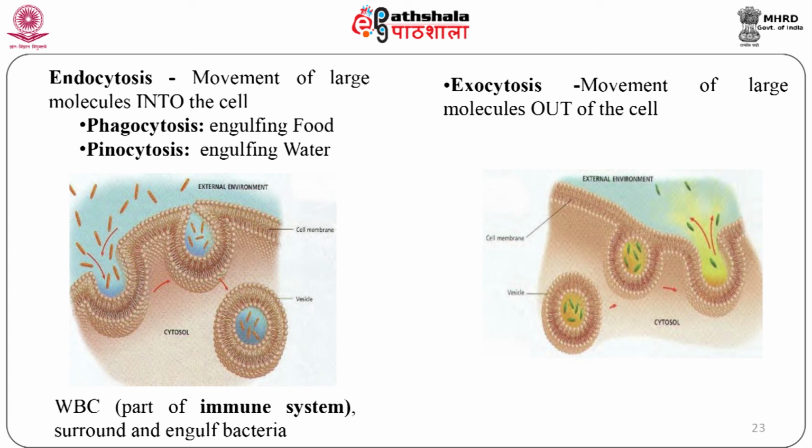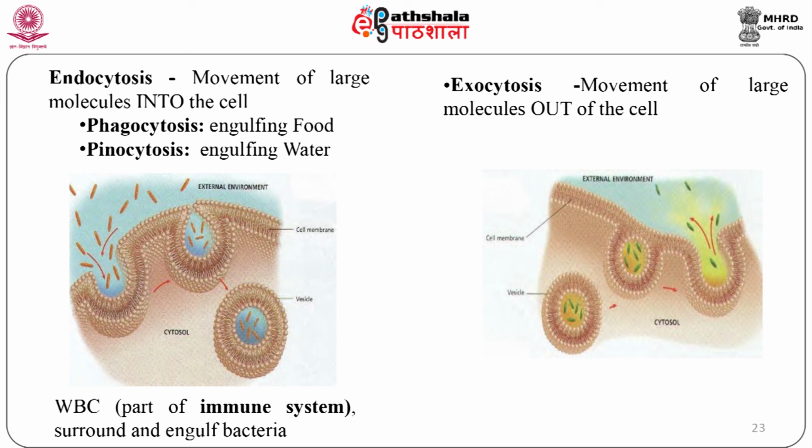In endocytosis, large particles are engulfed by a portion of the cell membrane, and the membrane then breaks off and travels into the cell, carrying the large particle with it. It is of two types: phagocytosis, where food material is taken inside, and pinocytosis, where water material is taken inside.